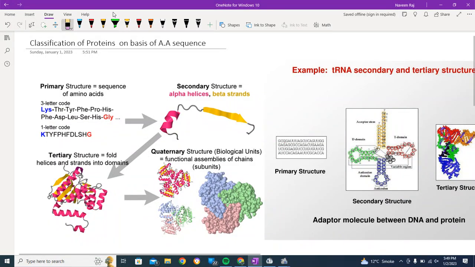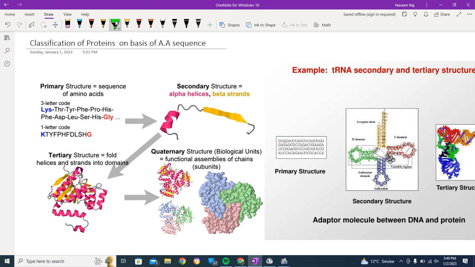In today's video we have a very important topic related to proteins. We have been running a series on proteins, and today's topic is the classification of proteins on the basis of amino acid sequence. But before we get into it, if you haven't checked out the previous video or you're not clear about the basics of protein, do check out our videos.